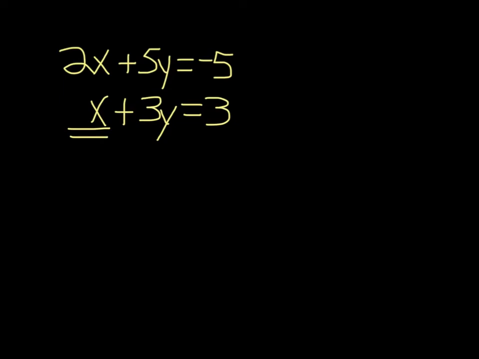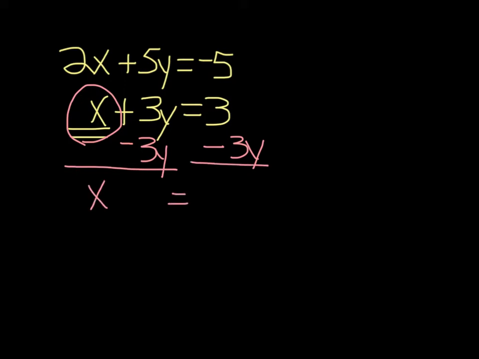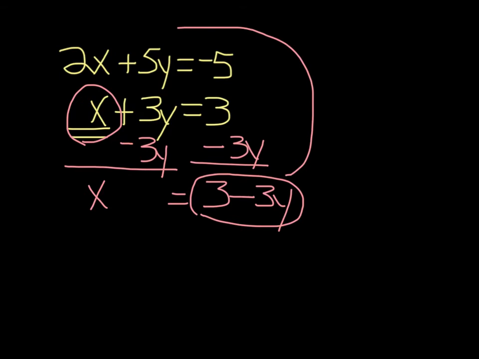Now remember, when we solve for it, that just means that we are going to isolate it on one side of the equal sign. We need to get this by itself, which means we're going to subtract 3y from both sides. So we get x equals 3 minus 3y. Now we know what x equals, so we can take that expression, 3 minus 3y, and substitute it in for x in the other equation. So let's do that.